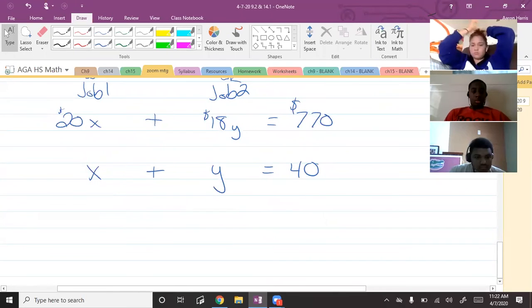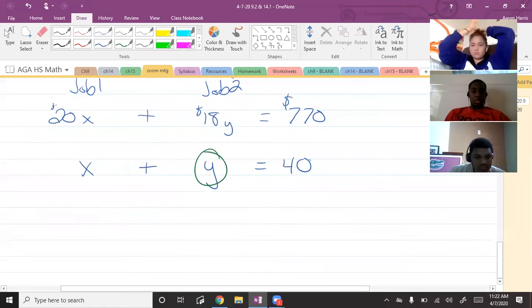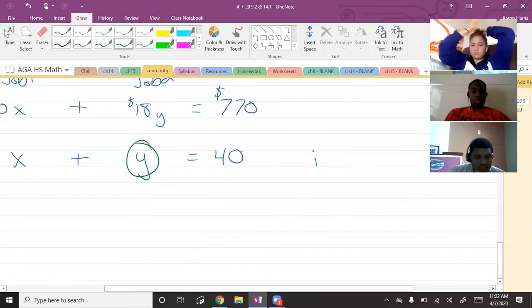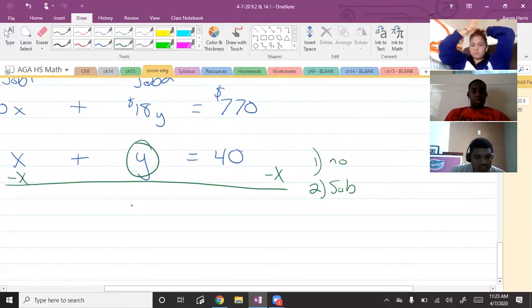So we need to solve for one of these. X is alone, Y is alone. We need to figure it out. Now, if you looked at the videos, I always tell you to solve for Y. Why? Because that puts us in what format? Slope-intercept format. So here we go. If I solve for Y, first step, anything to do? No. Second step, anything to do? Yes, we need to subtract. Subtract what? This X. That is the additive inverse of that. So now x minus x, 0. That leaves me with y equals 40 minus x.